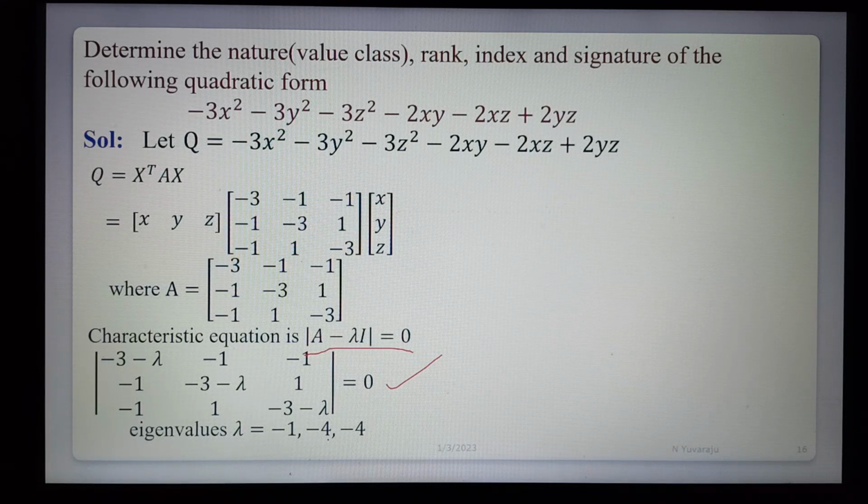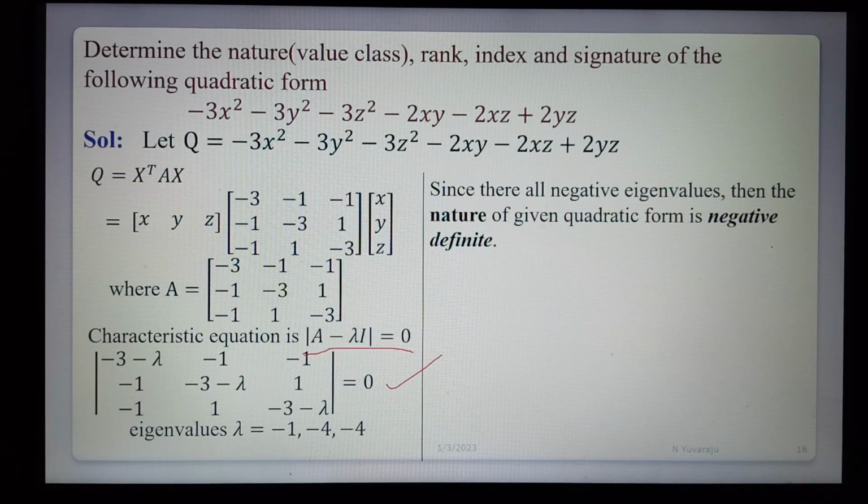Now define the nature. All eigenvalues are negative, so that is equal to negative definite. All are negative, so the nature is negative definite.